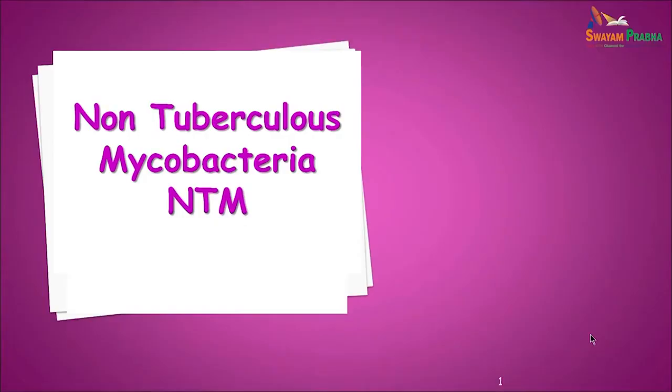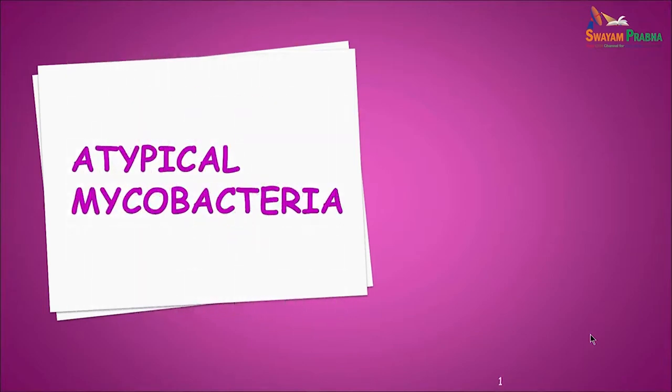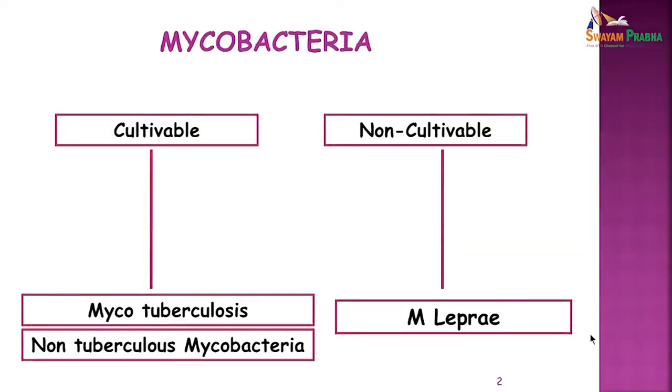Hello, I'm Anju Kagal, and today I'm going to be talking to you about non-tubercular mycobacteria, or NTMs as they are often referred to. NTMs were earlier called mycobacteria other than tuberculosis, or MOTT, a term which sometimes is still used today. And still earlier than that, they were referred to as atypical mycobacteria. Now, as you all know, mycobacteria are of two types, the cultivable and the non-cultivable. In the cultivable, we have Mycobacterium tuberculosis and non-tubercular mycobacteria, whereas in the non-cultivable, we have Mycobacterium leprae. And as I mentioned earlier, today our focus is on the non-tubercular mycobacteria.